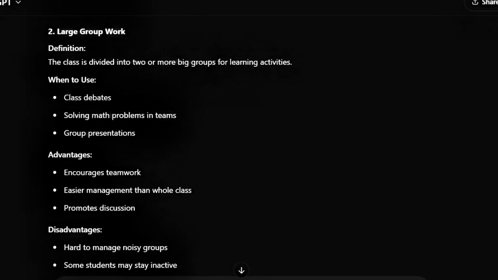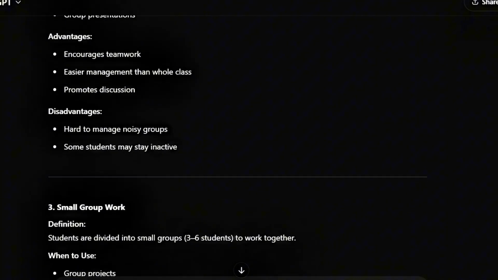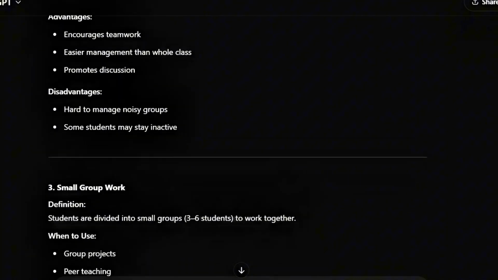Large group work. Definition: the class is divided into 2 or more big groups for learning activities. When to use: class debates, solving math problems in teams, group presentations. Advantages: encourages teamwork, easier management than whole class, promotes discussion. Disadvantages: hard to manage noisy groups, some students may stay inactive.